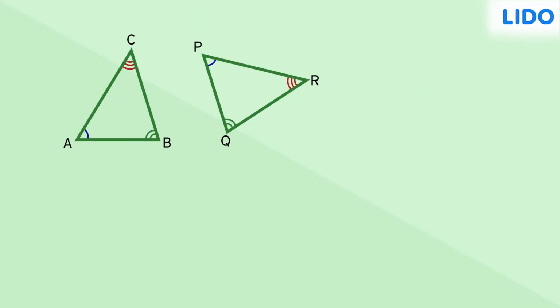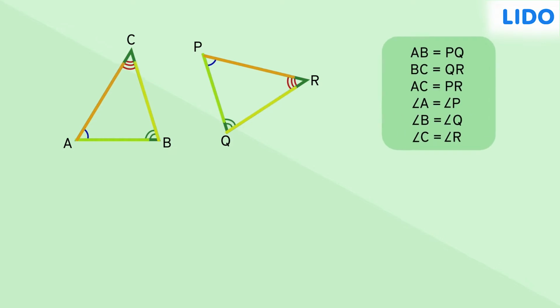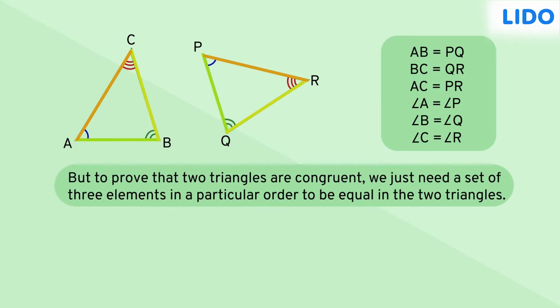We know that if two triangles are congruent, then all the 6 elements of one triangle match with the 6 elements of the other triangle. But to prove that two triangles are congruent, we just need a set of 3 elements in a particular order to be equal in the two triangles.